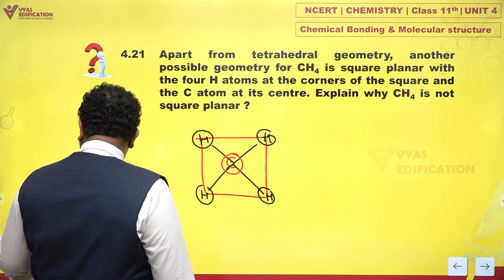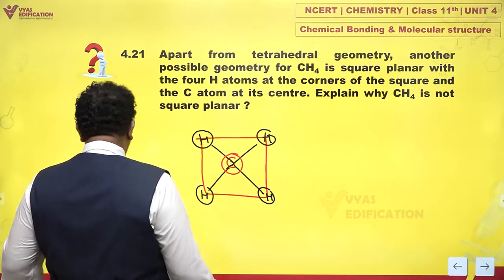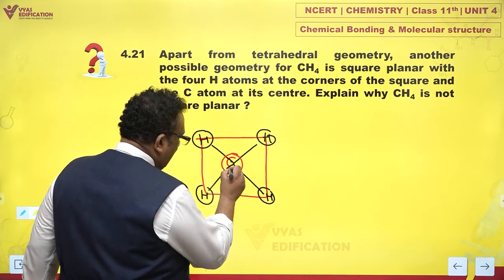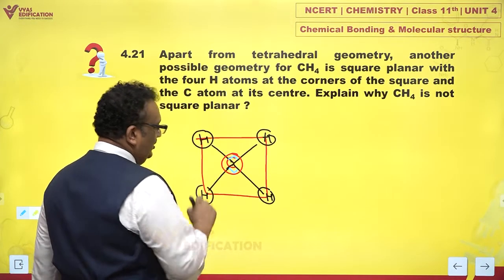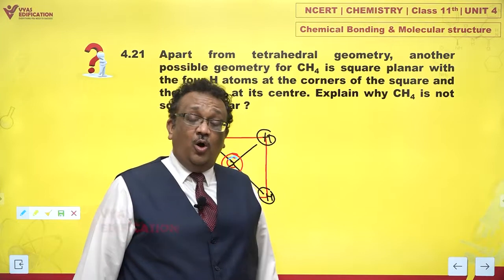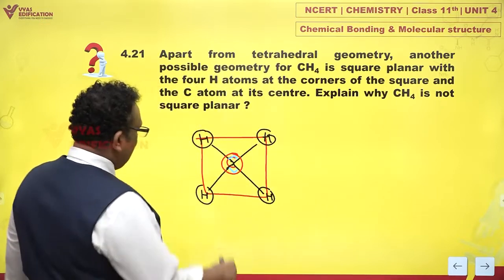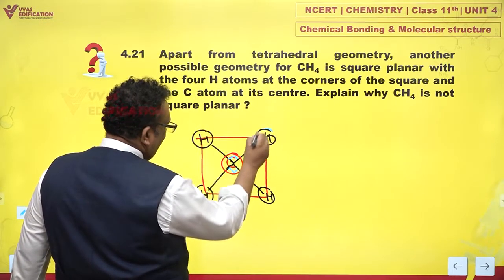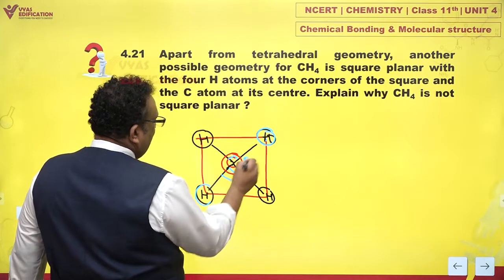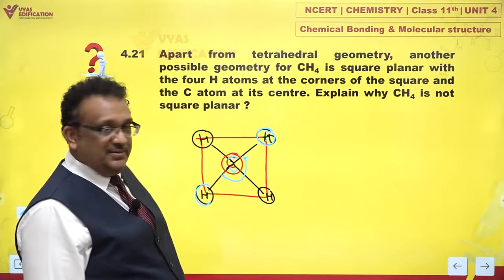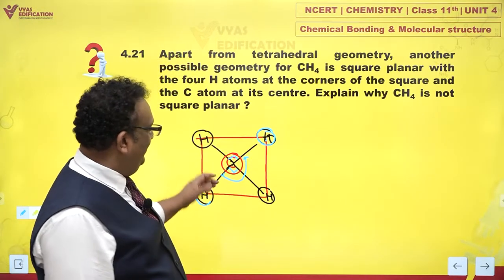Now, in this square planar structure, do you notice that the bonds are at 90 degrees angle? Okay, so all the bond angles are 90 degrees. The adjacent ones are 90, and even this, if you observe between this and this, it would be even 180 degrees for that matter.